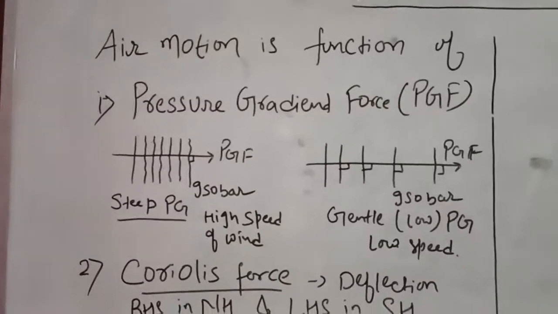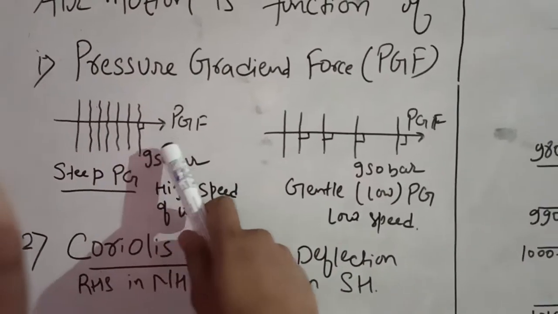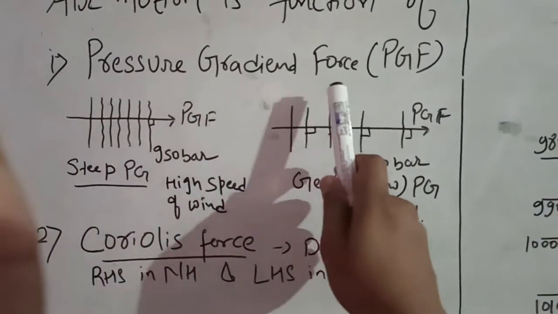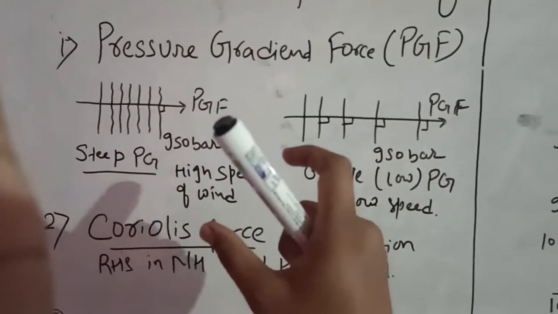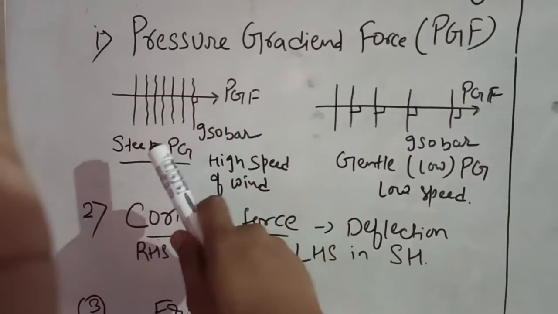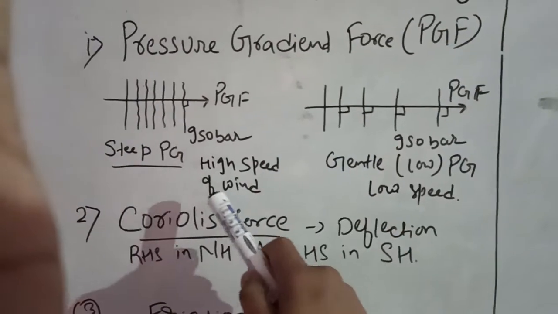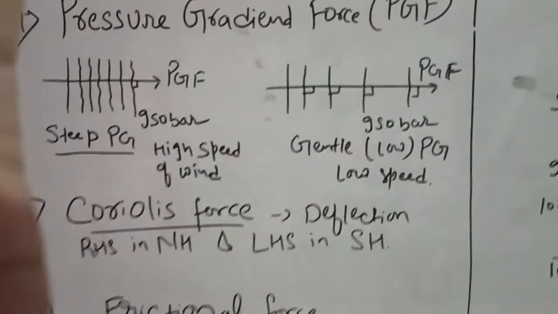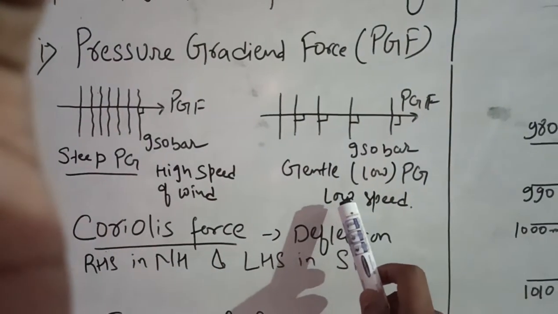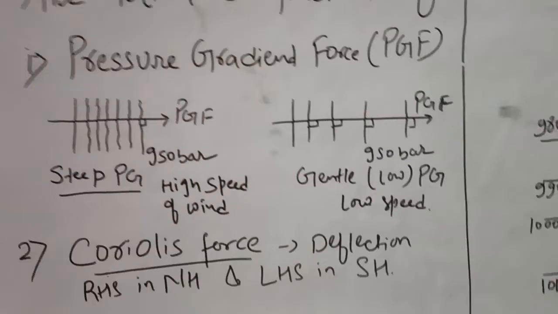So pressure gradient force is responsible for movement of wind from high pressure to low pressure, and it also indicates what will be the speed of the wind. If it is a steeper pressure gradient, if the pressure is changing very rapidly from one place to another, the speed of the wind will be higher. And if the pressure is changing at a slower rate, the speed of the wind will be lower. So this is the first, pressure gradient.